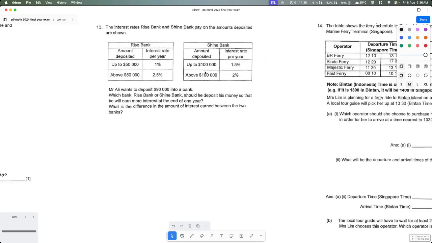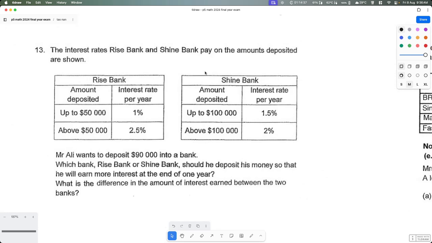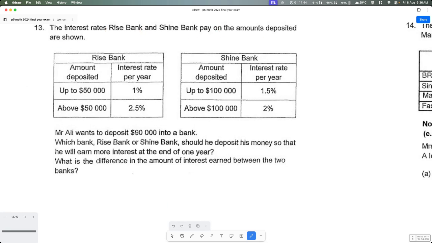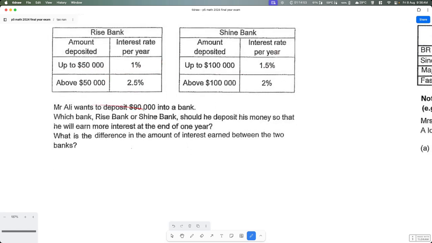Question number 13. So 13 says the interest rates Rise Bank and Shine Bank pay on the amounts deposited are shown. Rise Bank 1% up to 50k, above 50k 2.5%. Same goes here. So Mr. Ali wants to deposit $90,000 into a bank. Which bank, Rise Bank or Shine Bank, should he deposit his money so that he will earn more interest at the end of 1 year? What is the difference amount of interest earned between the two banks?